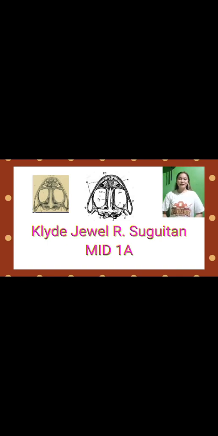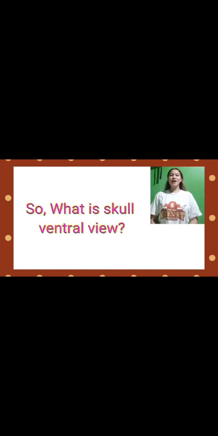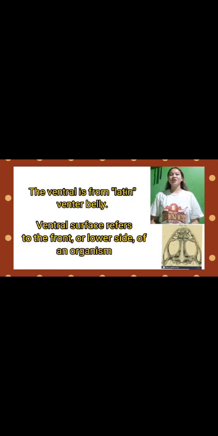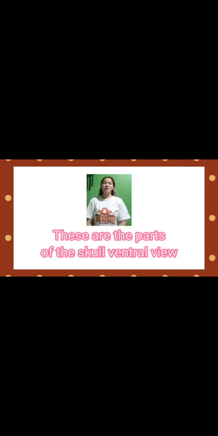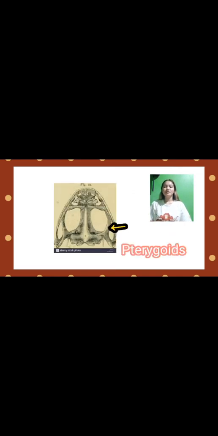Good day everyone. Let me introduce myself. My name is Gutierrez Suguitan. Today I'm going to talk to you about the skull, ventral view. So what is the skull ventral view? Ventral is from the Latin venter, belly. The ventral surface refers to the front or lower side of an organism. These are the parts of the skull ventral view: parasphenoid, vomers, palatines, pterygoids.